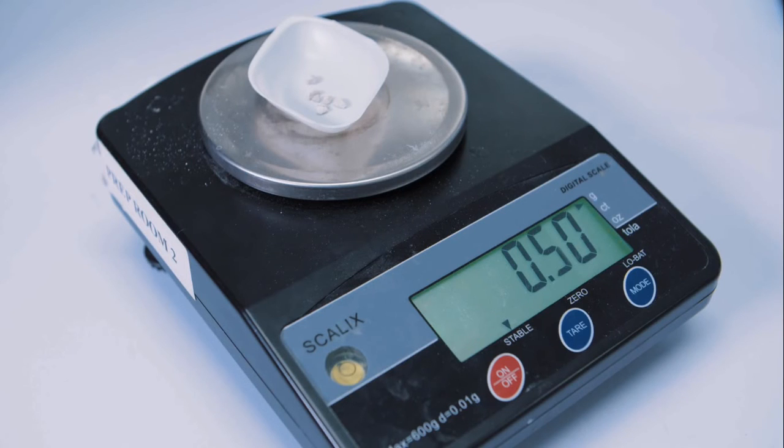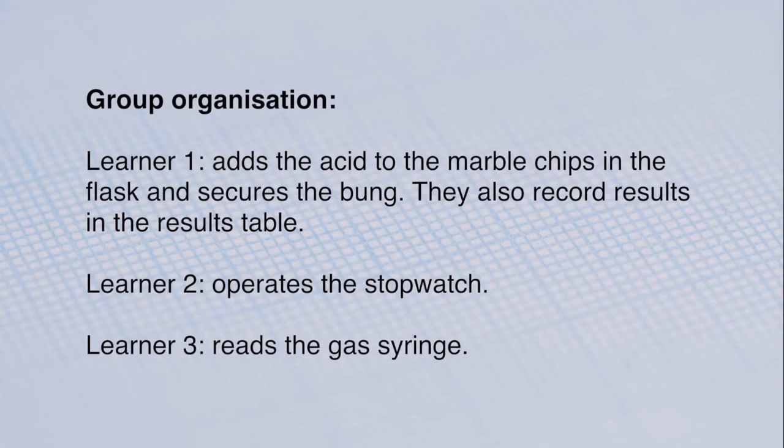Pre-weigh 0.5 gram of marble chips into a weighing boat. To obtain the most accurate results in this experiment, roles should be assigned to each learner in the group before you start doing the experiment. In your group, the following jobs should be performed simultaneously.